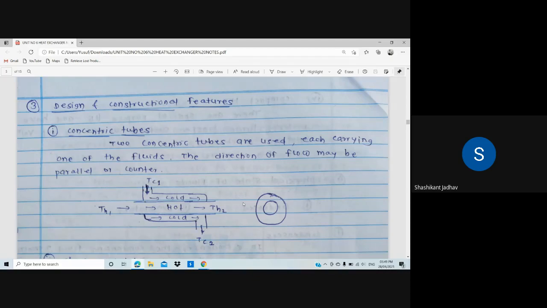So I have drawn one diagram there. At the center there is one pipe, and from that pipe hot fluid is flowing, that is inlet temperature Th1 and outlet temperature Th2, and at the periphery of that pipe there is a cold fluid pipe, and inlet temperature of that cold fluid is Tc1 and outlet temperature of cold fluid is Tc2. So I have drawn a preview of that particular parallel flow heat exchanger, and it is shown as a tube in tube heat exchanger. Okay, so all of you draw the diagram of concentric tubes.